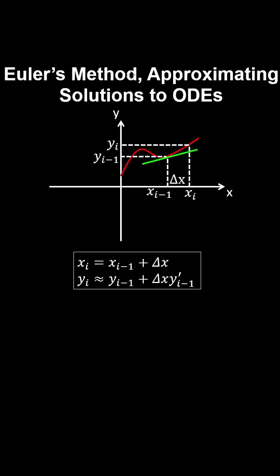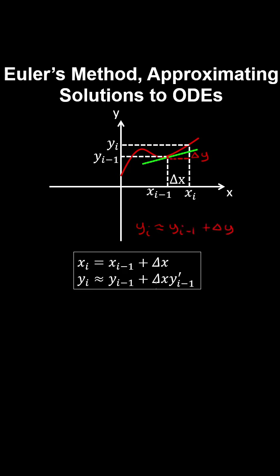We can use Euler's method to approximate a solution to a differential equation, or find a point on the solution curve. So to find an approximation for yi, we start off at yi minus 1, and we add delta x multiplied by the slope of the tangent to the curve at yi minus 1, which is the derivative. And that'll give us delta y, and therefore our approximation to yi is yi minus 1 plus delta y.